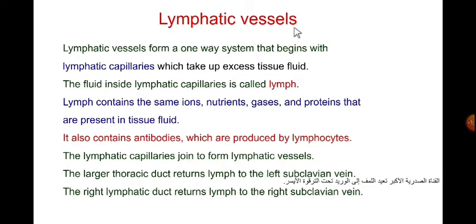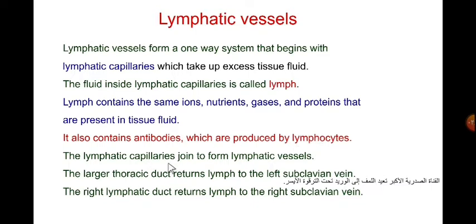Lymphatic vessels الأوعية الليمفاوية. Lymphatic vessels form a one-way system that begins with lymphatic capillaries which take up excess tissue fluid. The fluid inside lymphatic capillaries is called lymph. Lymph contains the same ions, nutrients, gases, and proteins that are present in tissue fluid. Also contains antibodies which are produced by lymphocytes. برضو بيحتوي على الأجسام المضادة اللي بتنتجها الليمفوسايتس.